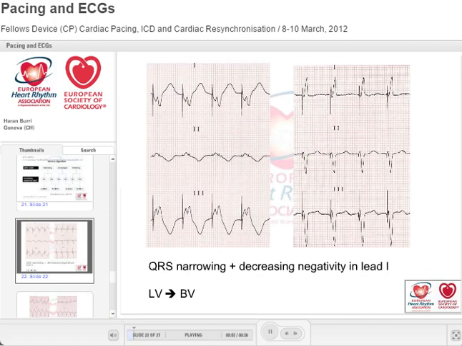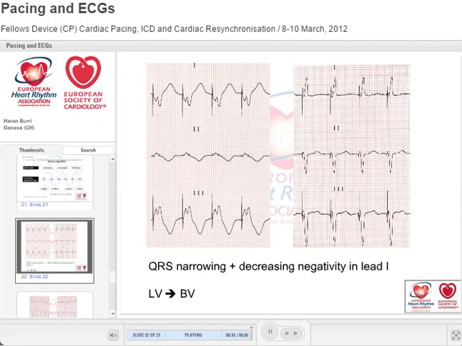So just to show you one example here, you can very clearly see the QRS is getting narrower. So this must be univentricular pacing, and this is biventricular capture. Now, that's okay. The question is, is this RV pacing only, or is it LV pacing only? And you can see that the QRS complex here is a lot more negative than it is here. So this must be LV pacing. This is LV pacing, and this is biventricular pacing.